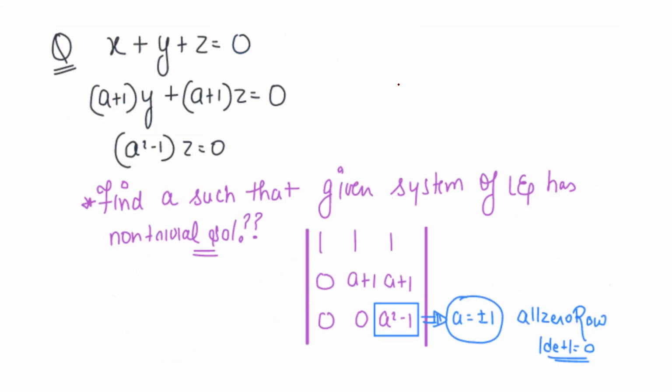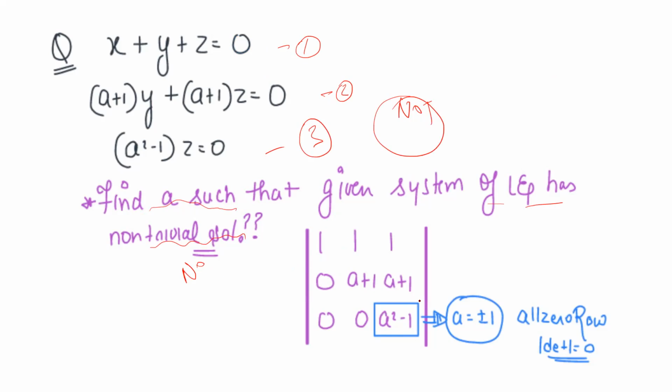Suppose in this question x + y + z = 0. This is equation 1, this is equation 2, and this is equation 3. We will form a matrix. The question is, find a such that the given system of linear equations has a non-trivial solution. Non-trivial solution means non-unique solution.